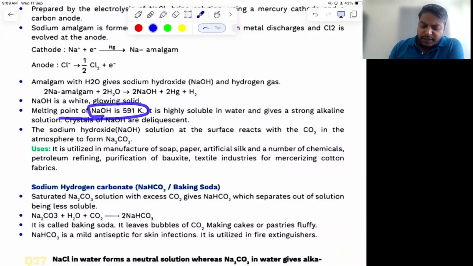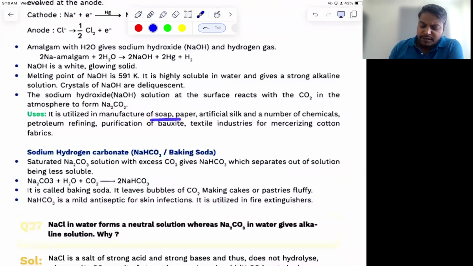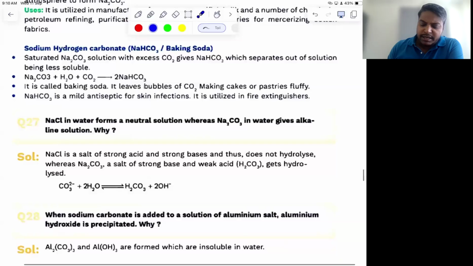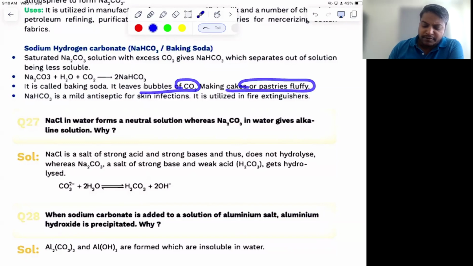The melting point of NaOH is 591. It is highly soluble in water and gives a strong alkaline solution. Crystals of NaOH are deliquescent. It reacts with carbon dioxide wherever there is surface available and forms Na2CO3. It is mainly used in manufacturing of soap, paper, artificial silk, and a number of chemicals, and in petroleum refining, and so on. NaHCO3 is baking soda. If you take Na2CO3 and add excess carbon dioxide, baking soda is formed. It releases bubbles of carbon dioxide, making the cake fluffy, and NaHCO3 is a mild antiseptic for skin infections.